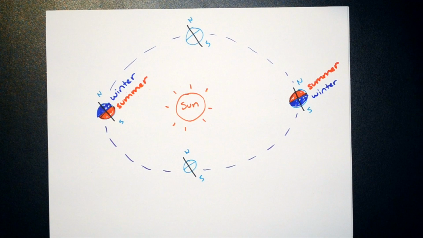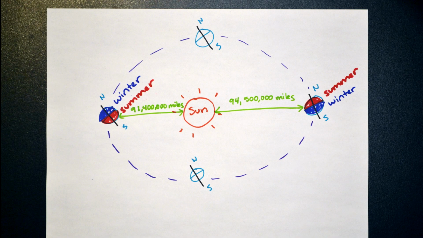What about the distance of the Earth from the sun? Some people falsely believe that the distance from the Earth to the sun is what causes seasons. For the Northern Hemisphere, it's summer when we're further from the sun and winter when we're closer to the sun. This proves that the distance to the sun doesn't cause the seasons.